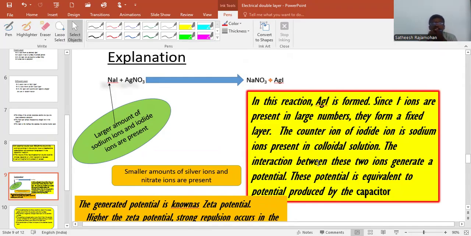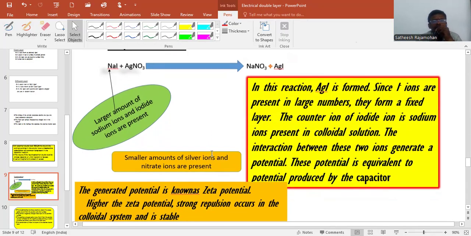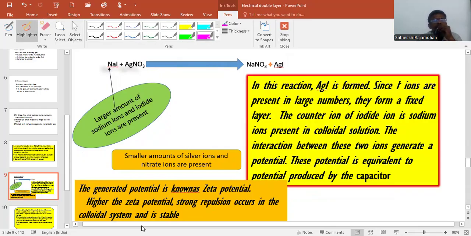The interaction between these two ions will generate a potential. This potential is called zeta potential. This potential is equivalent to the potential produced by a capacitor. So what is the importance of this zeta potential?